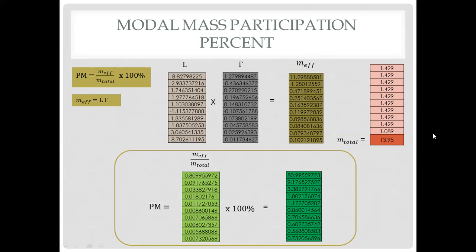So, dinivide ko na sila agad. MF over M total is equals to this. And then, multiply natin by 100%. So, ito na siya. Ito na yung modal mass participation percent natin.